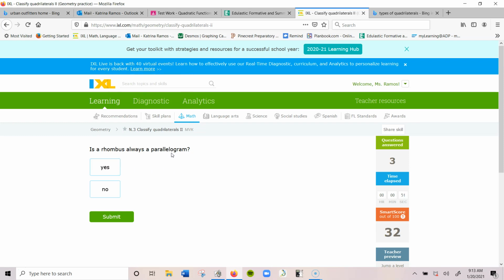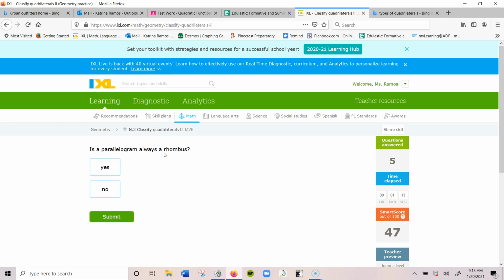Is a rhombus always a parallelogram? Since a rhombus has all congruent sides, all of those sides would run parallel to each other, so we would say yes. Is a trapezoid always a quadrilateral? And that is the definition of a trapezoid. It has to have 4 sides, so yes.